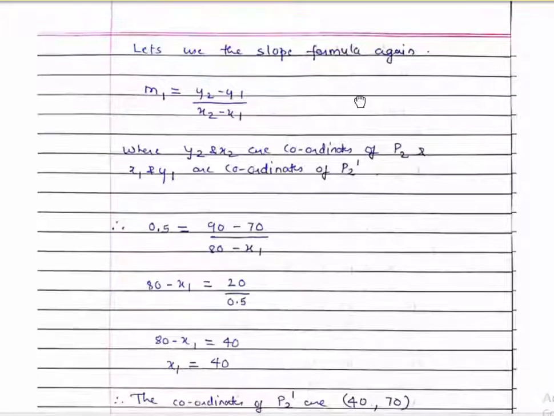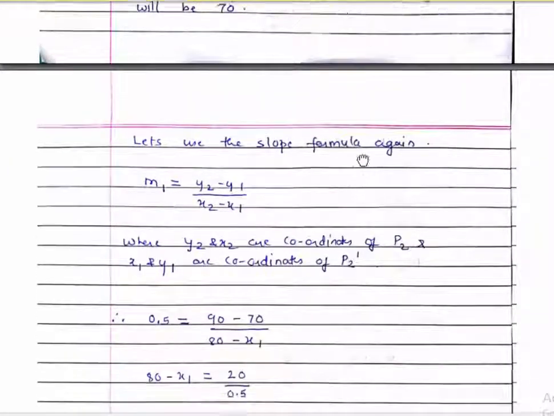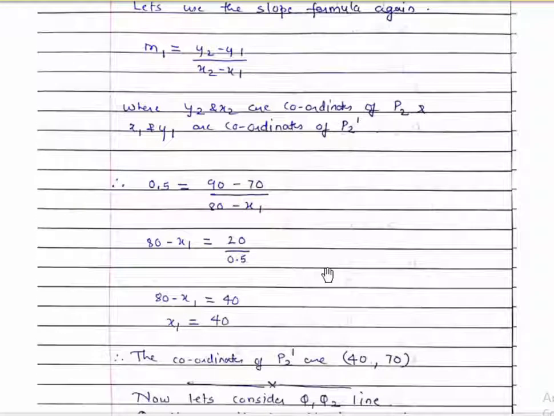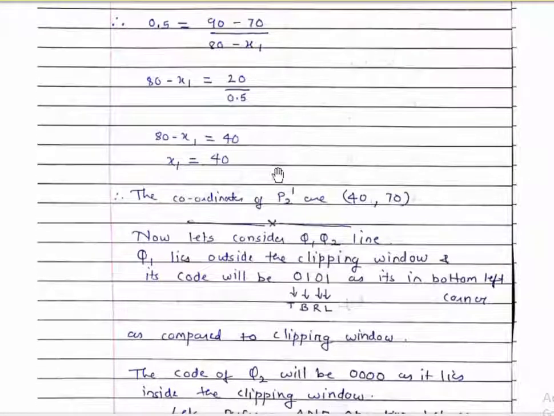Now let's use the slope formula again. m1 is equal to y2 minus y1 upon x2 minus x1. This time y2 and x2 are the coordinates of P2, and x1 and y1 are coordinates of P2 dash. So 0.5 is the slope, again known. 90 minus 70, this time we know the y1 because it is on the line DC, so it will be 70. We don't know the x1, so 80 minus x1, we find out the value x1 is equal to 40. So now we know the coordinates of P2 dash, that is 40, 70.